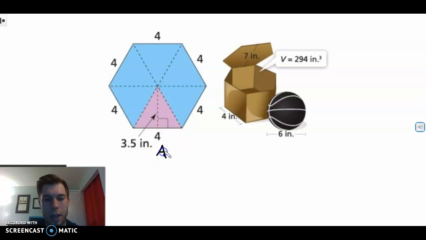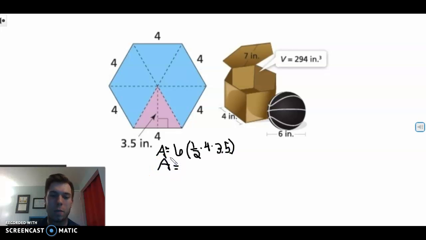So we would need to figure out the area of the hexagon. Since there's 6 triangles, we would multiply the area of one of the triangles by 6, which would be half, multiplied by the base 4, multiplied by the height 3.5. I'm going to let you take a moment and figure this out. You should get an area of 42 inches squared.